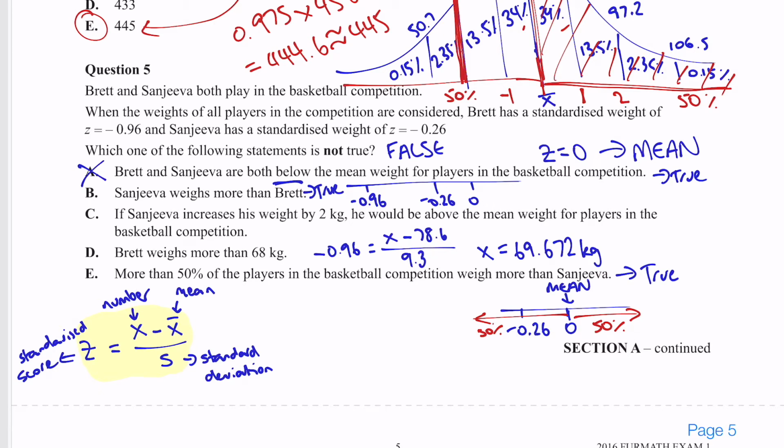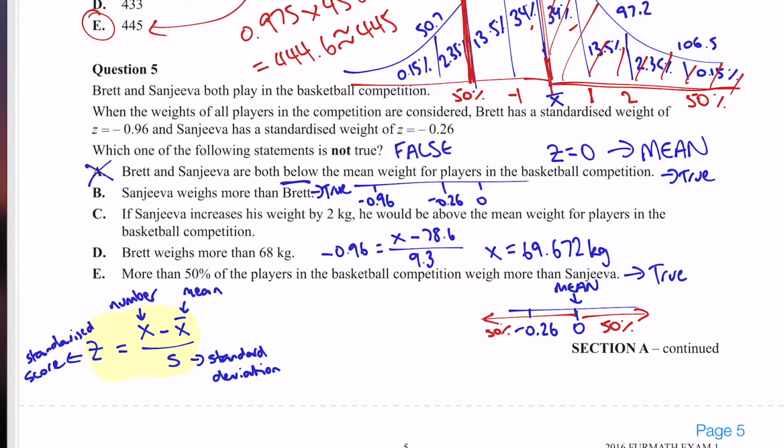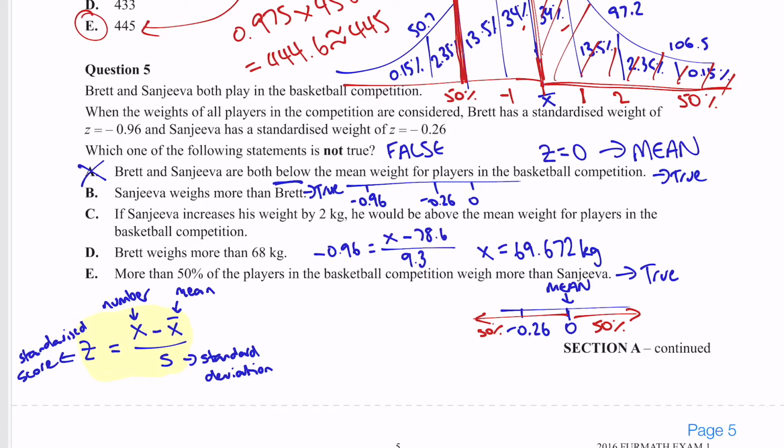B, Sanjeeva weighs more than Brett. So if we look at it in terms of a number line here, this is also true because Sanjeeva has a weight of negative 0.26, for example. I know that's a standardized score, but if we just say in terms of weight, in terms of numbers, it'll make it a lot easier to understand. So negative 0.26 is greater than negative 0.96, which Brett has. So Brett has less weight than Sanjeeva, as we can see on this number line here, which means this is true. So we're looking for something that's not true. So this is also wrong.